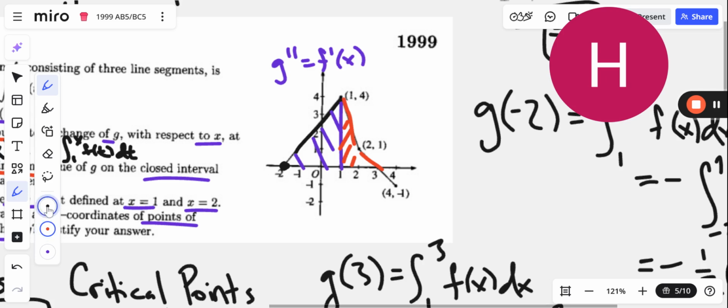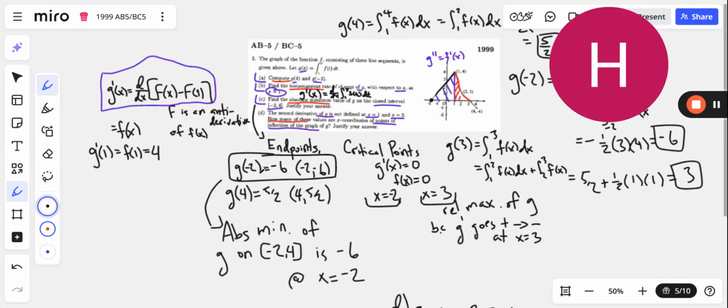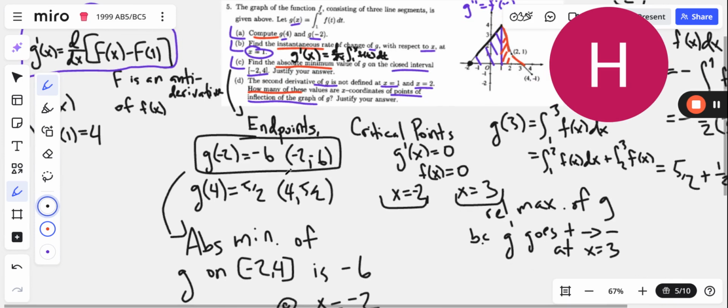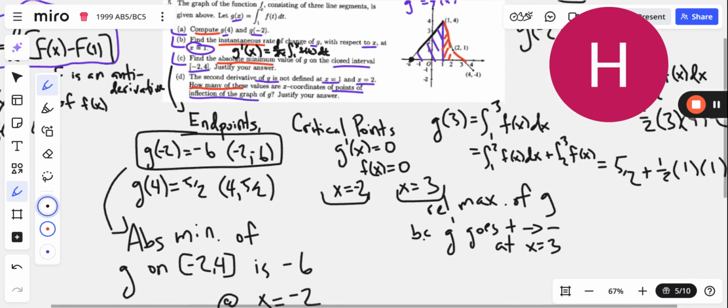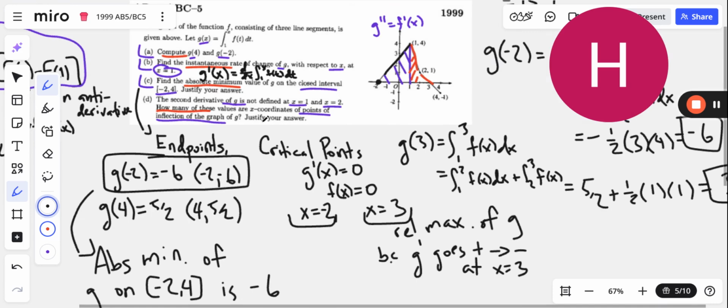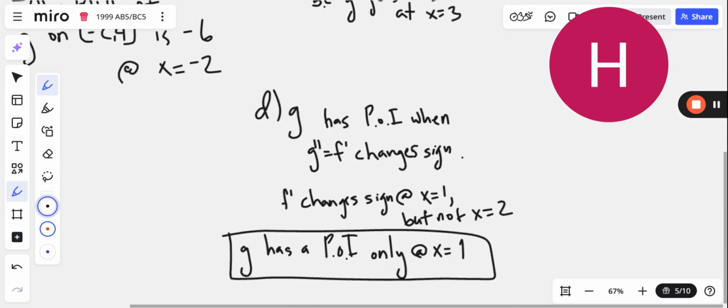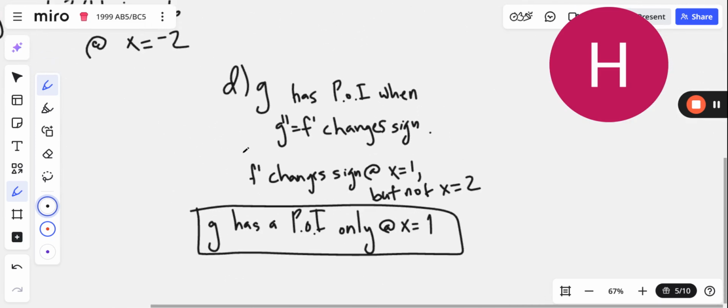Okay, so concepts that we covered here were the fundamental theorem of calculus, conditions for finding an absolute max or minimum, and then even just analyzing the derivative of the derivative, which is just the slope of the given graph, in order to make some conclusions about the integral and points of inflection of this function g.